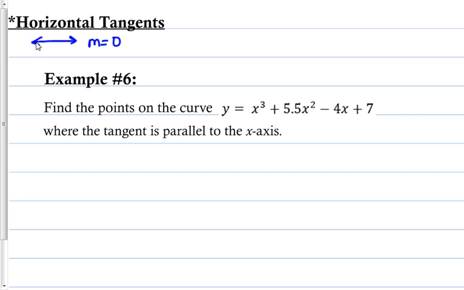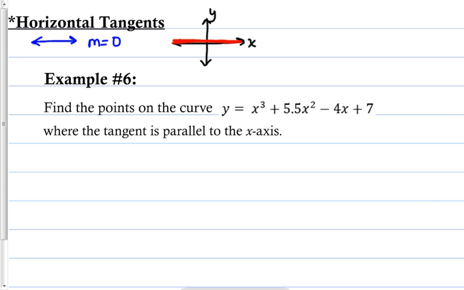Refresher, in case you don't know what I'm talking about. Here's the coordinate grid, basically. This is the x-axis. This is the y-axis. In order for a line to be parallel to the x-axis, it's going to have to be horizontal, right? Because the x-axis is horizontal. So basically what they're asking me to do is to find the point on this curve where the slope is 0.